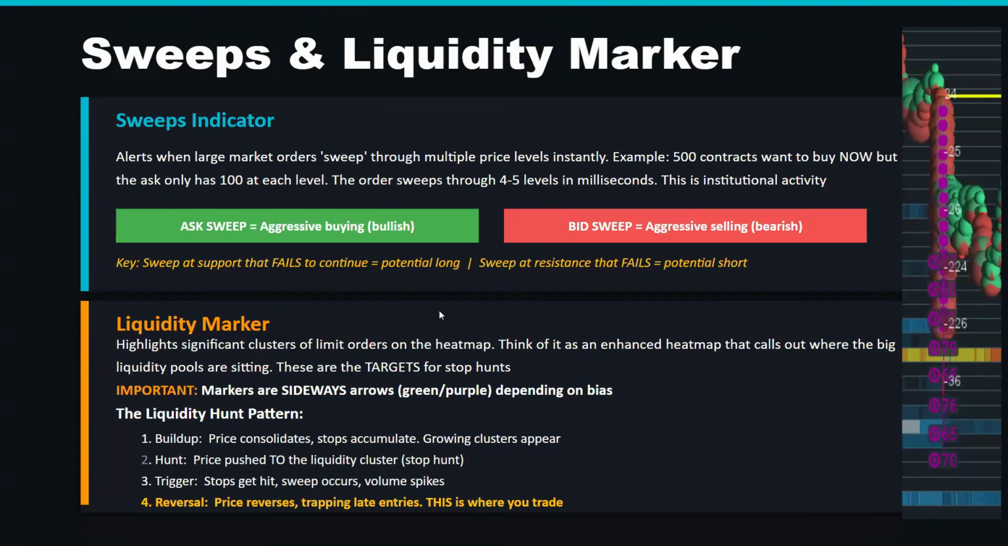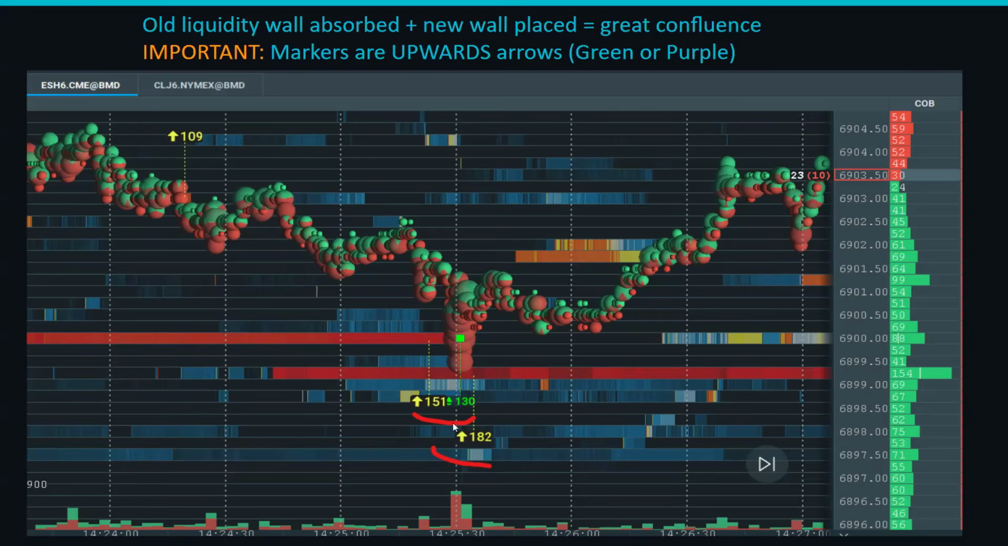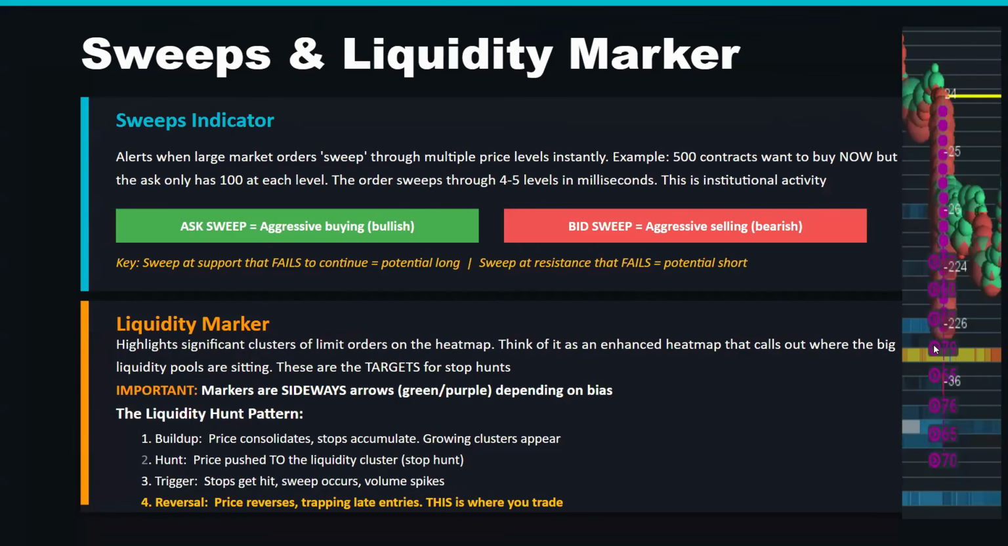So sweeps, going back to the arrows that Bookmap loves, this is sweeps. Instead of an upwards arrow, they are sideways arrows. Purple is bearish and green is bullish, just for default. So what the heck's a sweep? Sweeps are alerts when large market orders sweep through price action levels instantly.